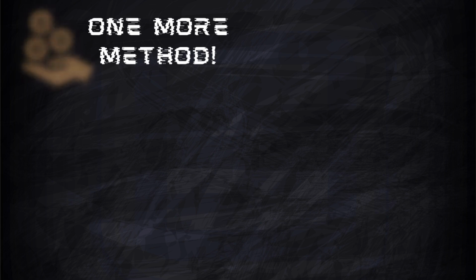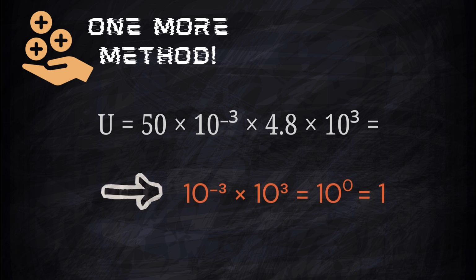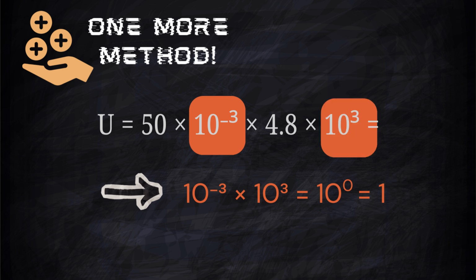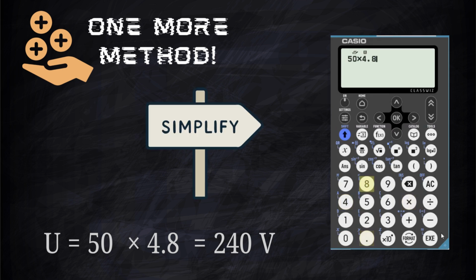One more method is to simplify the calculation mathematically. We start with, U equals 50 times 10 to the power of minus 3, times 4.8, times 10 to the power of 3. Notice that 10 to the power of minus 3 times 10 to the power of 3 equals 10 to the power of 0, and 10 to the power of 0 equals 1. Because these terms cancel out, we are left with 50 times 4.8. This gives 240 volts.